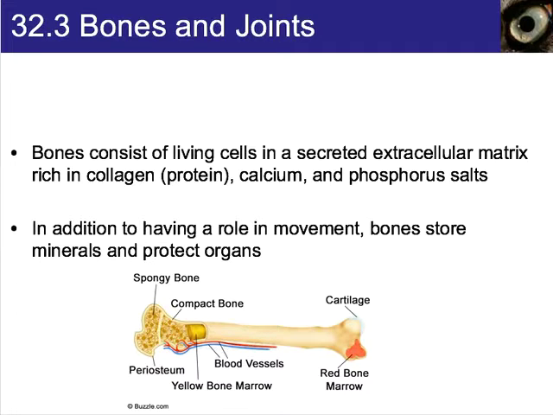So let's talk about bones and joints. Bones consist of living cells and a secreted extracellular matrix rich in collagen, which is a protein, calcium, and phosphorus. That's why you always hear your parents or your grandparents telling you to drink your milk for strong bones. In addition to having a role in movement, bones store minerals and protect organs.